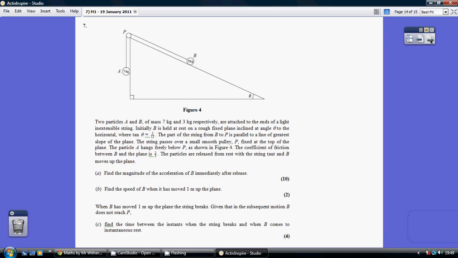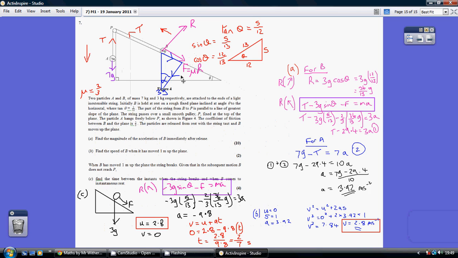Question 7. So for part A, this is a biggie, 10 marks for this. So start off by getting your diagram sorted. Make sure you understand this.